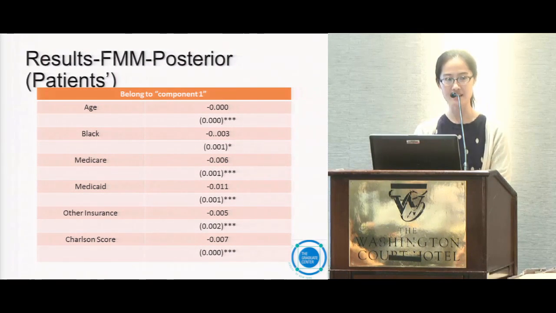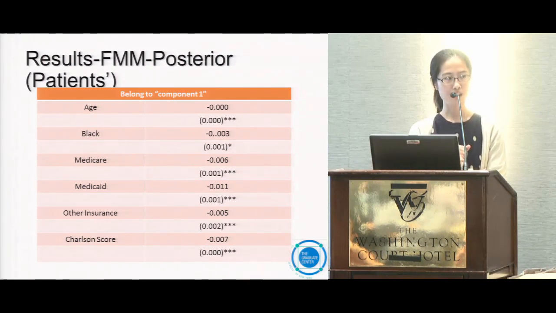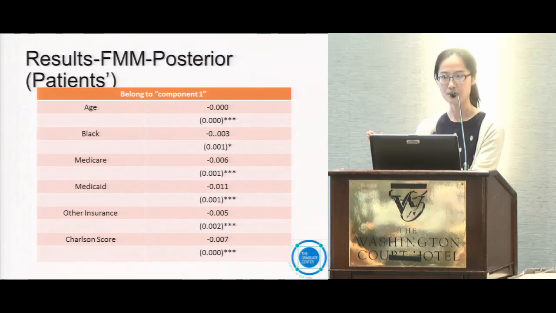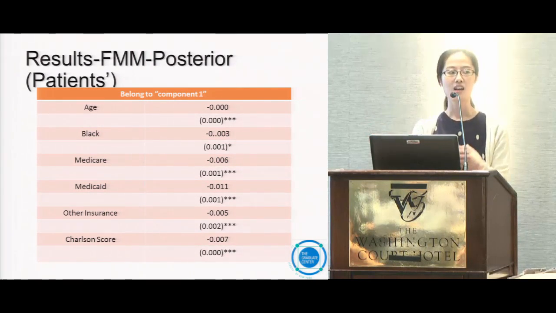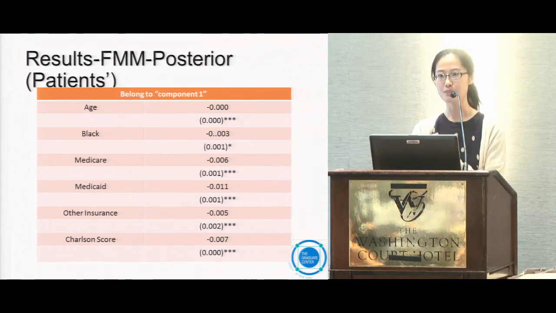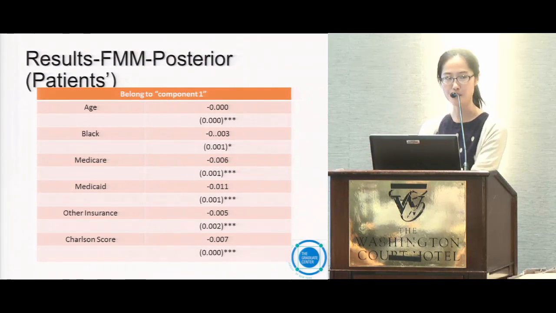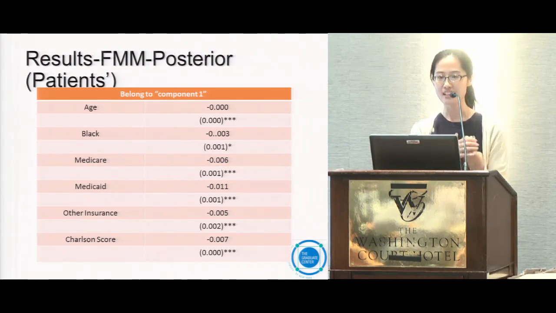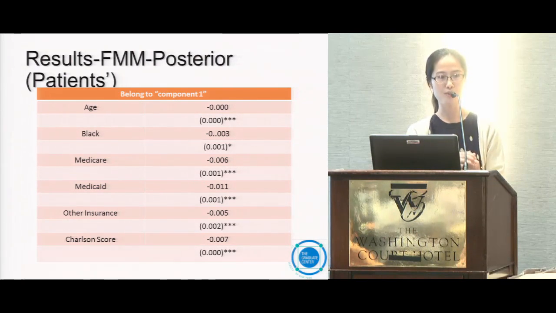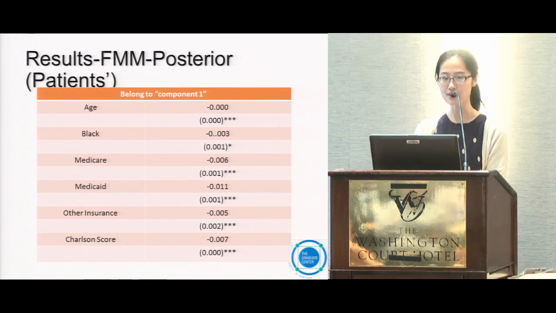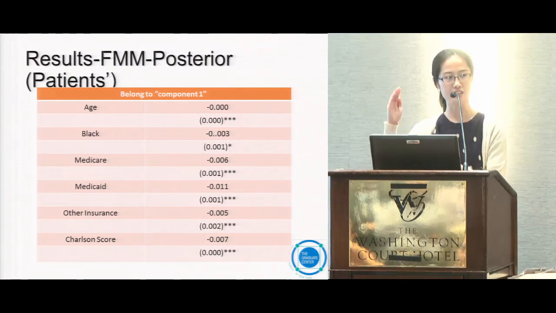What I'm showing here is that the older the patient, the more likely they are in the second group, the ones that are being affected. If the patient is Black, it's more likely they're going to be affected more by the EMR system. Medicare and Medicaid patients are more likely to be the ones who are being affected. For the Charlson score, the higher the Charlson comorbidity, the more likely they are in the second group.